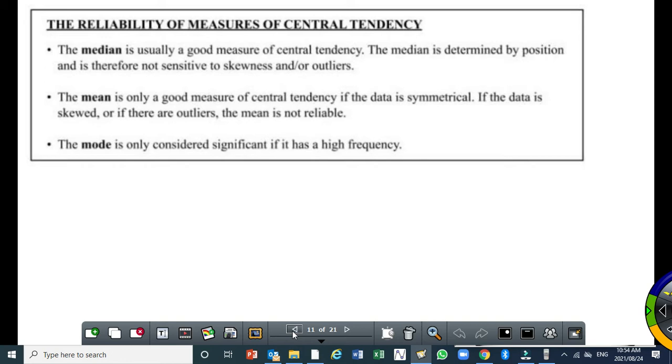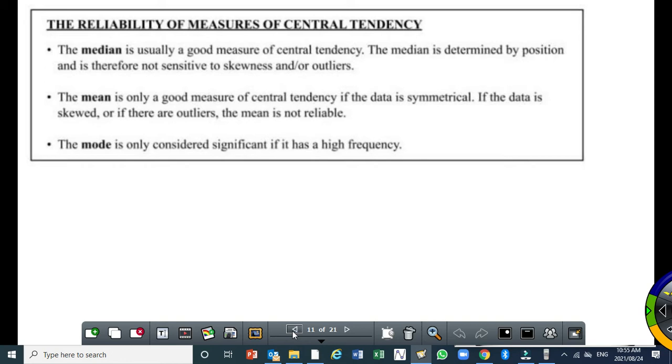You see this part here. I spoke about this part: the reliability of measures of central tendency. Your median is actually the best measure, because it is determined by position and it is not sensitive to skewness and also outliers. So generally, if you see a question asking whether the median is the best statistical indicator, in most cases it is. You can also have the mean, but the mean is best when the data is symmetrical, because it is affected by outliers.